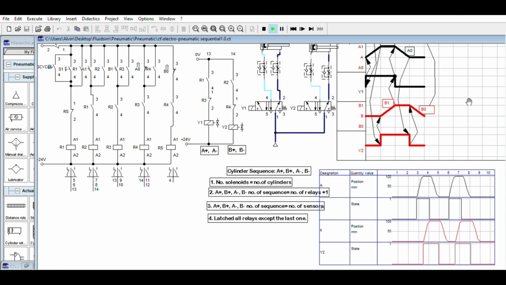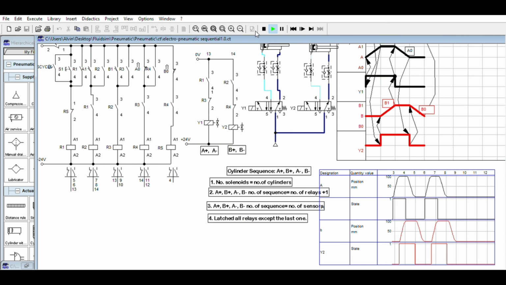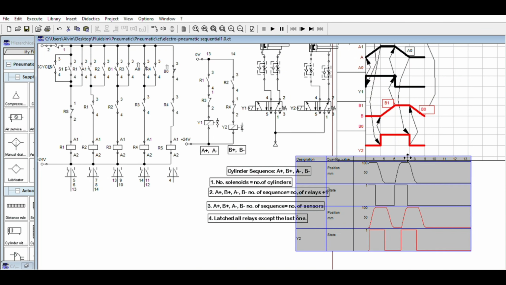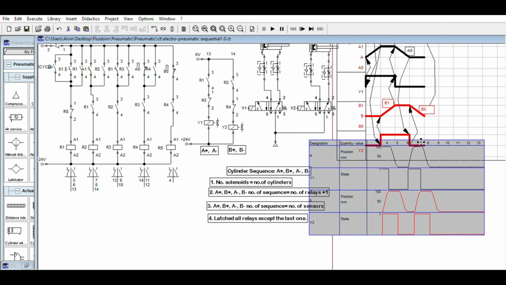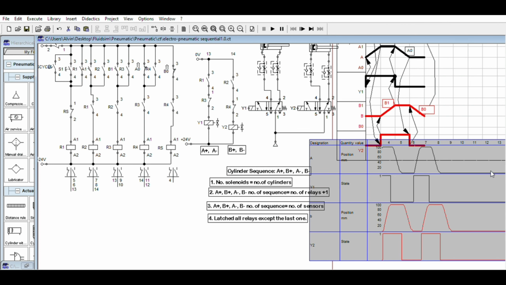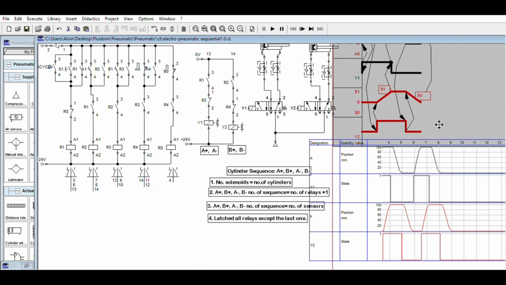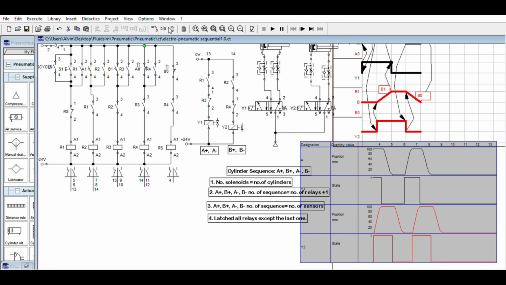Okay, they are similar. You can adjust this one. They look similar.